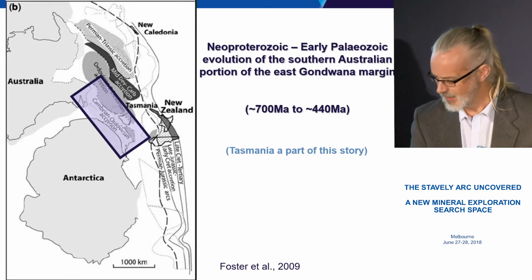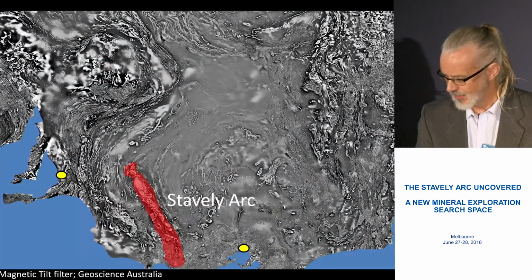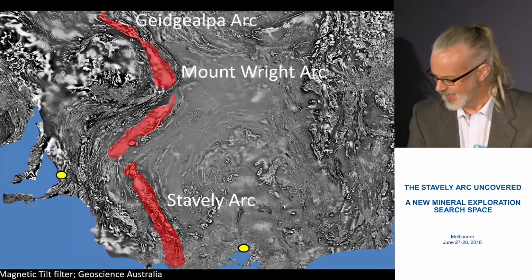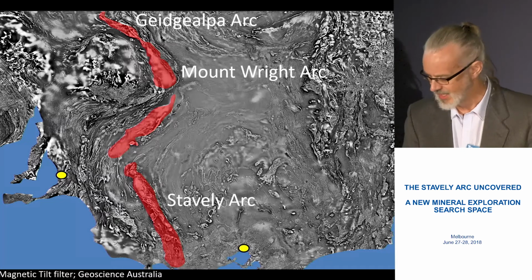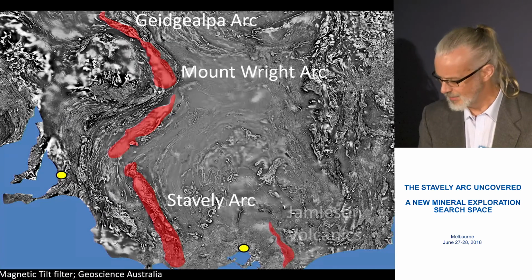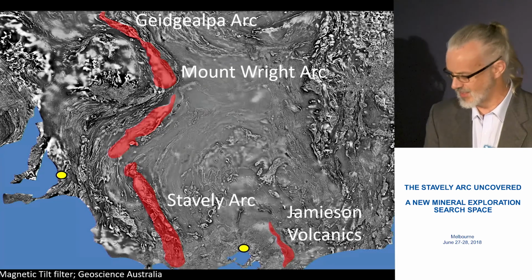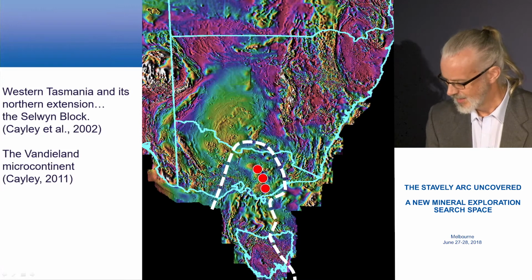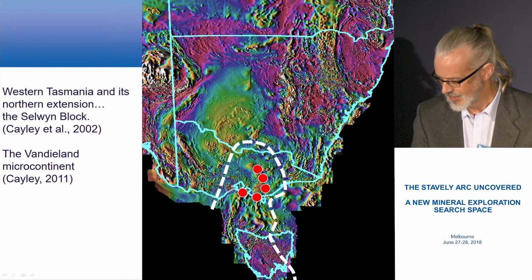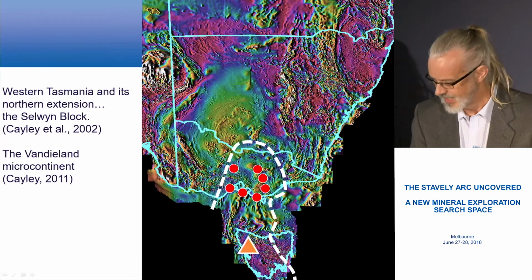So this is the area we're talking about. Tasmania is a part of the story. So we've got the Stavely Arc. It's quite strike persistent in mainland Australia. The Mount Reich Arc and the Gidgee Alpha Arc are all part of the same thing, all the same age. So it's sitting along the eastern margin of Gondwana, but there's also this bit out in central Victoria, which is the Jamison volcanics, also the same age, very similar geochemistry. And we can trace that Jamison volcanic stuff down into Western Tassie via coastal exposures and geophysics. And it's offset from Stavely now.